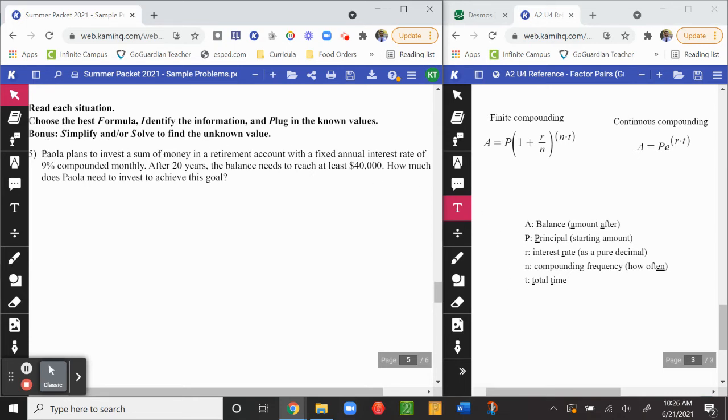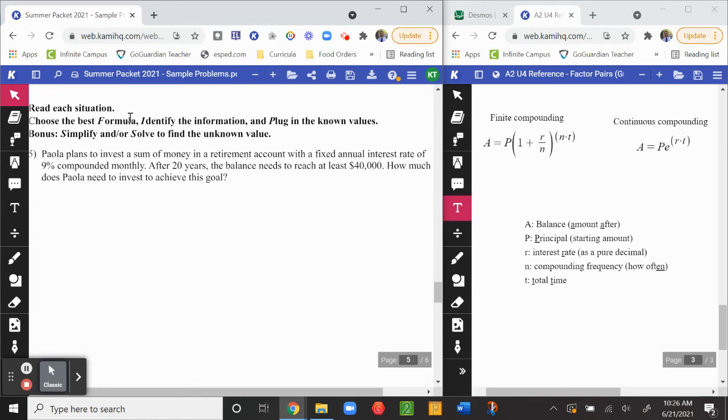How about I read the problem? Paula plans to invest a sum of money in a retirement account with a fixed annual interest rate of 9% compounded monthly. After 20 years, the balance needs to reach at least $40,000. How much does Paula need to invest to achieve this goal?